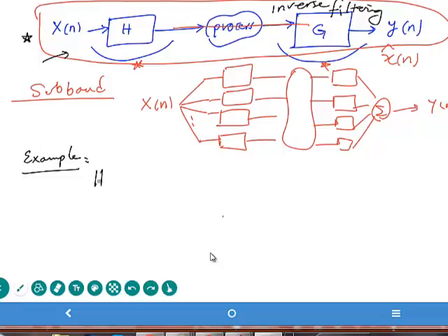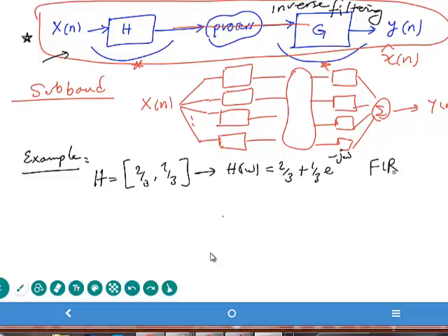So using H, for example, to be 2/3 and 1/3, which in the Fourier domain is 2/3 plus 1/3 e to the power of minus j omega. It's an FIR filter. If H is an FIR filter and we know H, then G should be H inverse. So it would be 1 over 2/3 plus the rest. But it's very easy to show that this is an IIR filter.